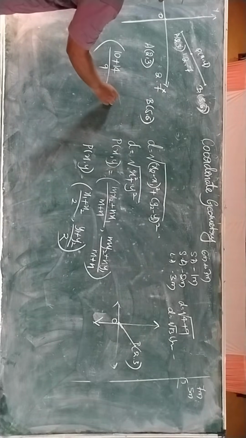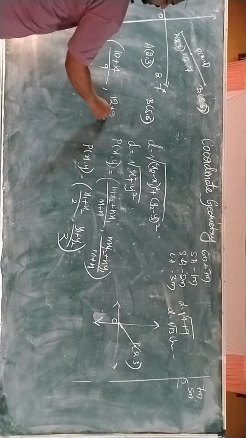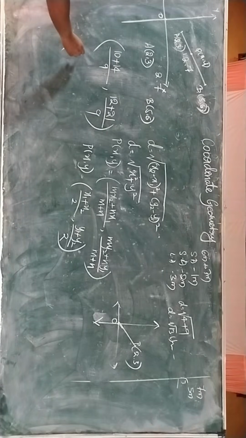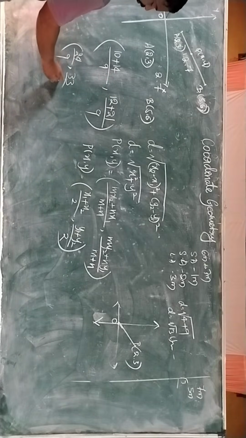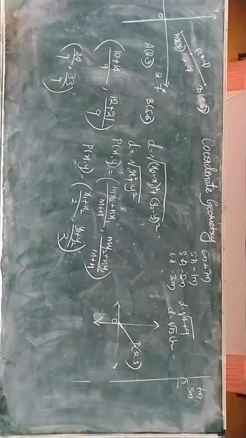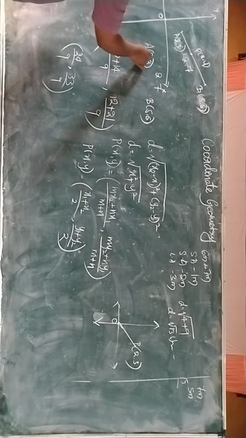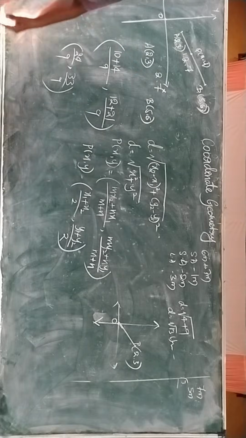my2: 6 twos are 12, plus ny1: 7 threes are 21, divided by 9. 10 plus 14, 24 upon 9. 12 plus 21, 33 upon 9. Simple. You just need to write the formula, and after that, apply this: mx2 plus nx1, my2 plus ny1, divided by m plus n. Okay? Any doubts here?